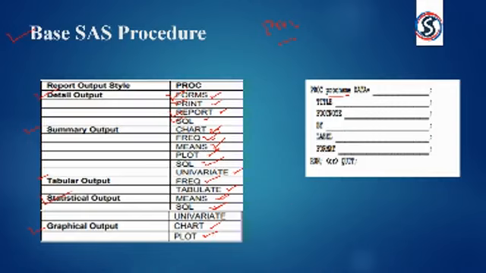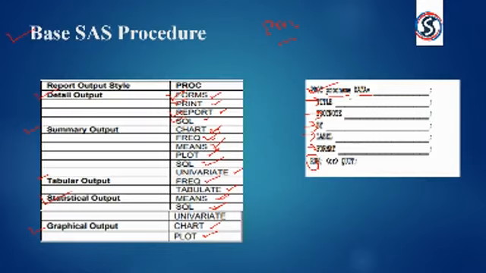Now if I am talking about the syntax of a procedure, we have PROC, and you write the procedure name. After that you write DATA=. If you want to add the title, you can write it outside also, and the footnote too. You can write the BY, LABEL, and FORMAT statements, and then RUN.